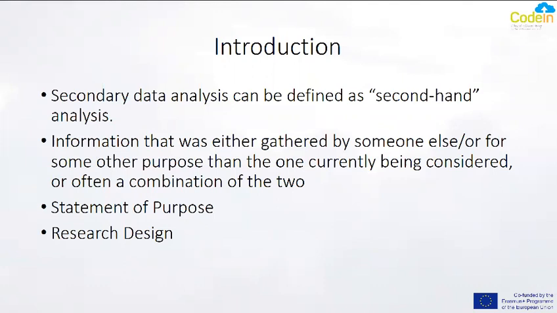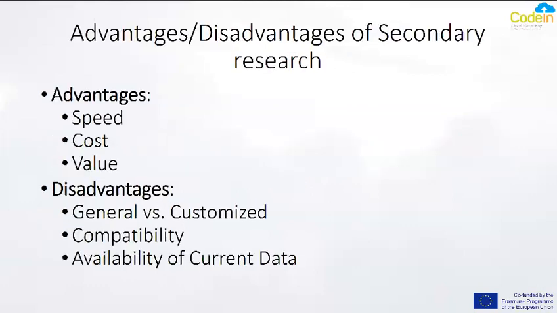Research design represents a step-by-step plan that guides data analysis and collection. It serves as an outline of what you want the final report to look like and a list of data you need to collect, as well as a preliminary list of data sources. Now we look at the advantages and disadvantages of secondary research.